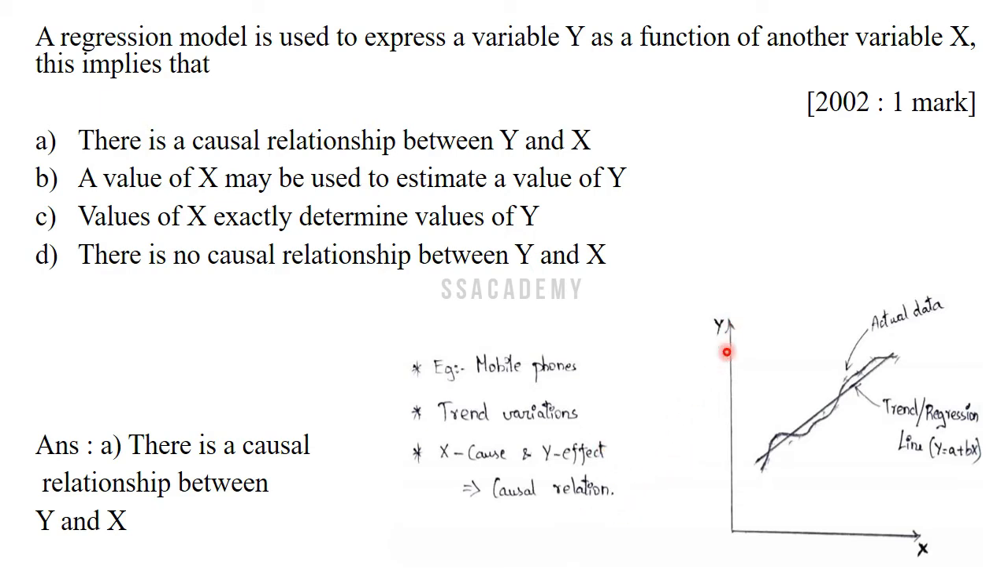So it doesn't mean that a value of x can be used to find a value of y. Generally, x is used to represent year or periods, while y is used to represent the demand data. So just by stating 2009 as a period, we can't find the demand data. That's why a value of x may be used to estimate, or values of x exactly determine, both do not suit the question. Whereas there is a causal relationship between y and x is the right answer for this question.